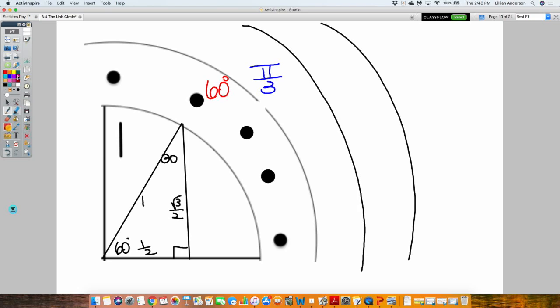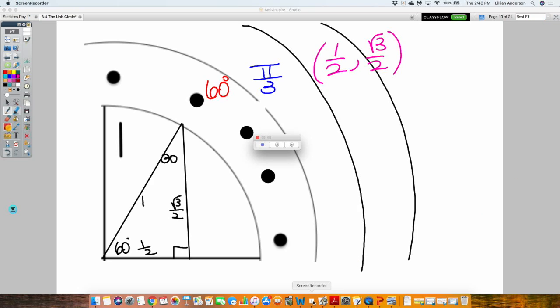Now the ordered pair. The x-coordinate is what? Cosine of our angle, and our y-coordinate is sine. So cosine is x over r. What's x? We already know r is 1, so it's going to be 1/2. Then we need sine of 60, which is y over r, which is what? Square root of 3 over 2. The ones that are inside of the quadrants are always over 2.